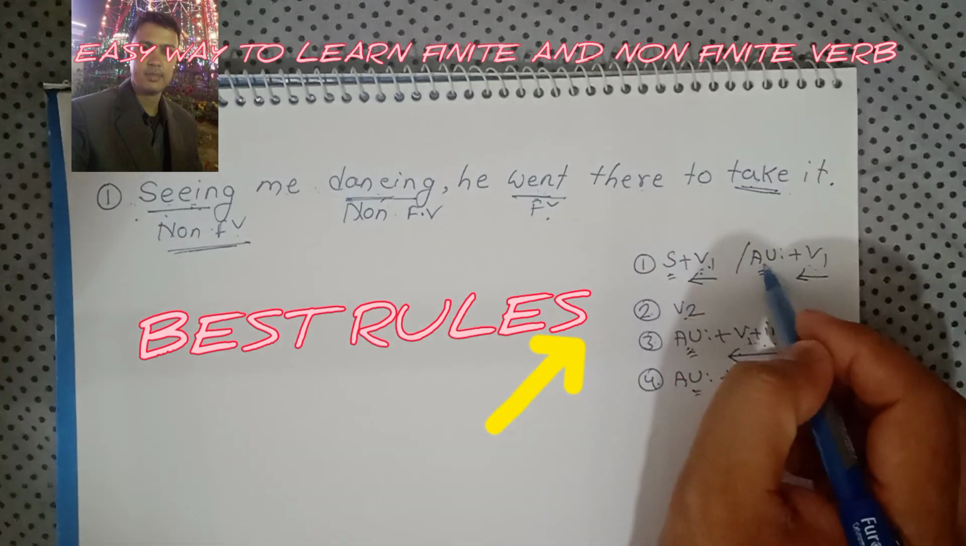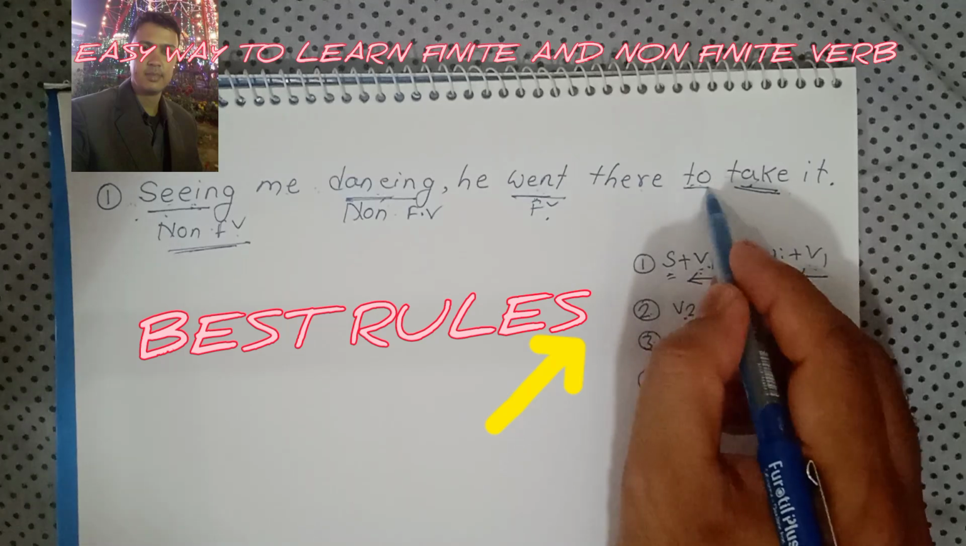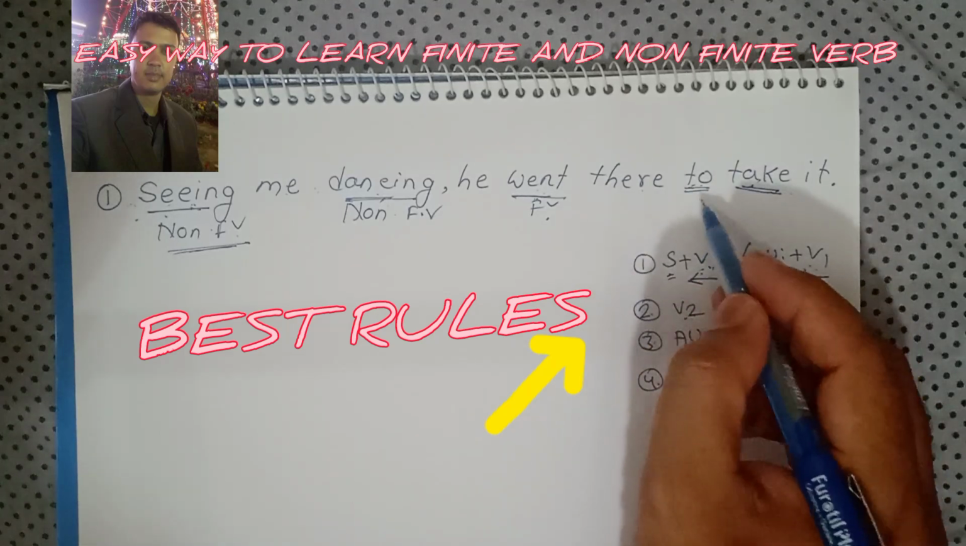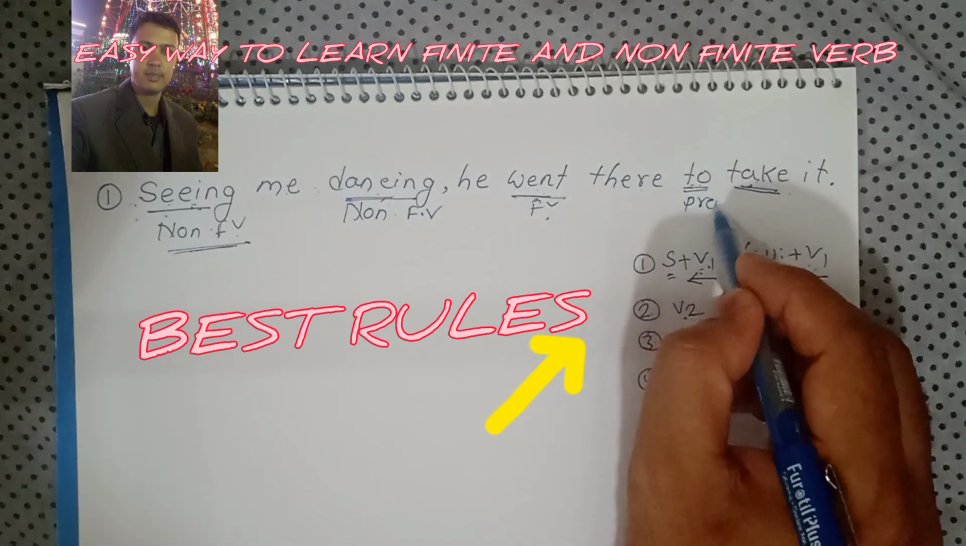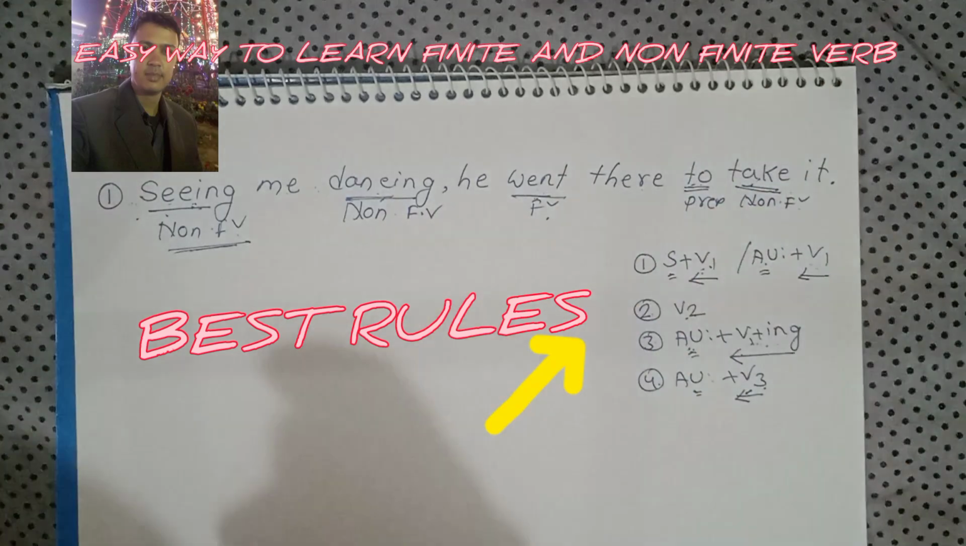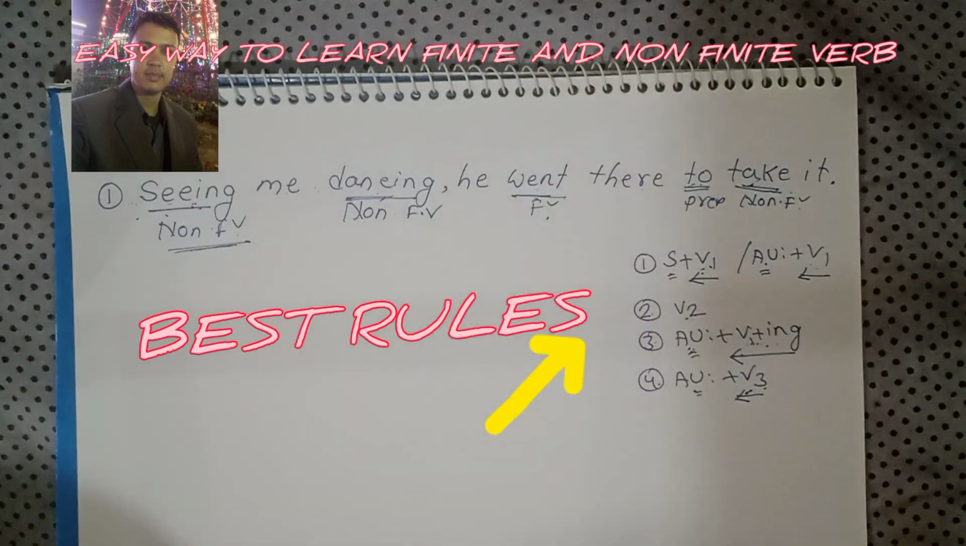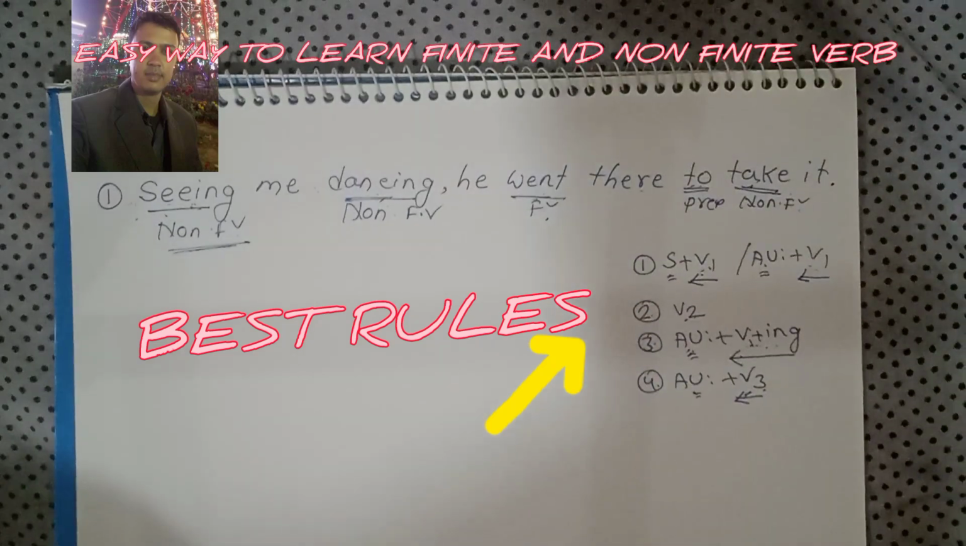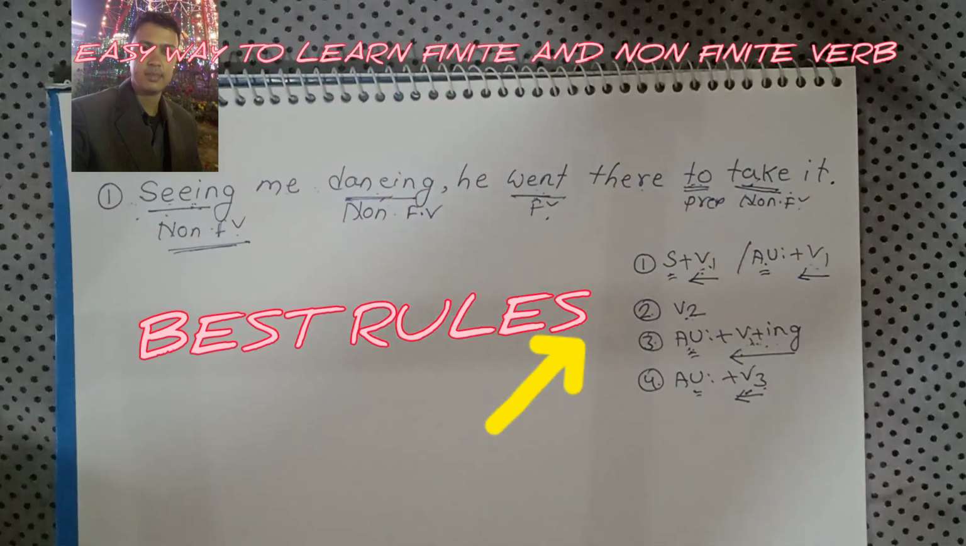And the next one is take. If you find any V1, then you will find out whether a subject or any auxiliary verb is present there or not. But in this sentence, there is no subject or auxiliary verb. That's why take has become a non-finite verb. Okay.